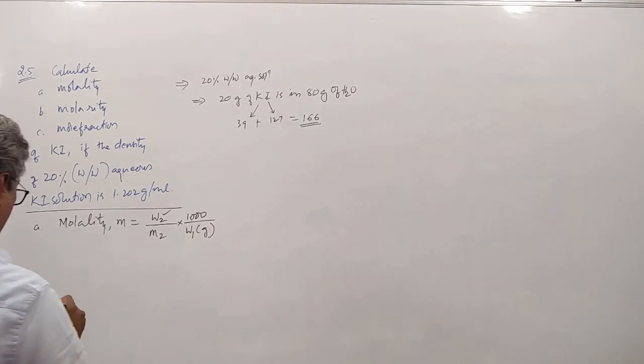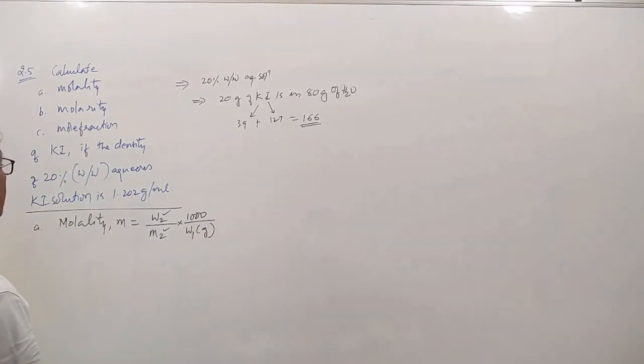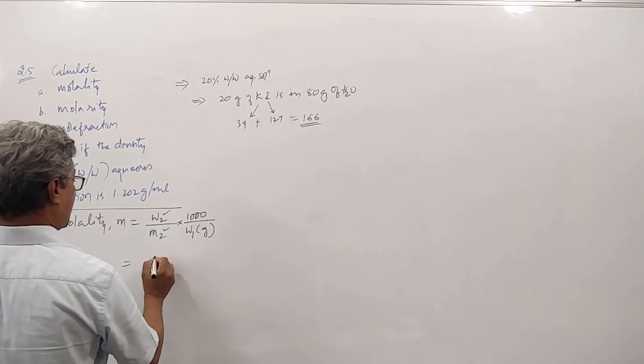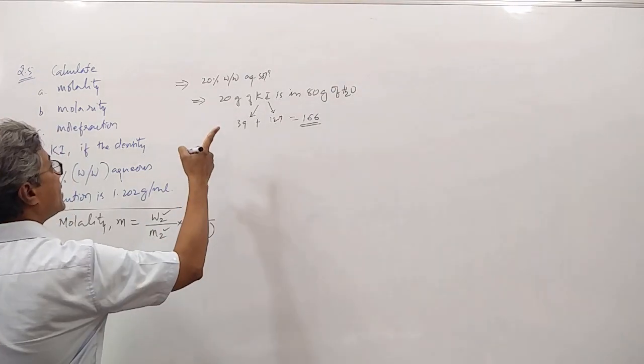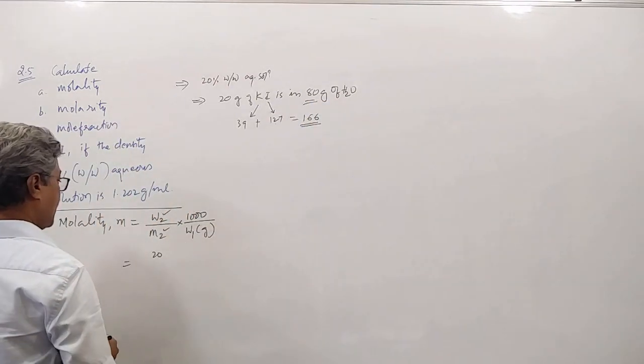Okay. Now we have this, and here the weight of solvent. How much is given? Its weight of solvent is not given here. What to do? So molarity is equal to weight is how much? 20 gram. So weight of solvent is given as 80 gram.